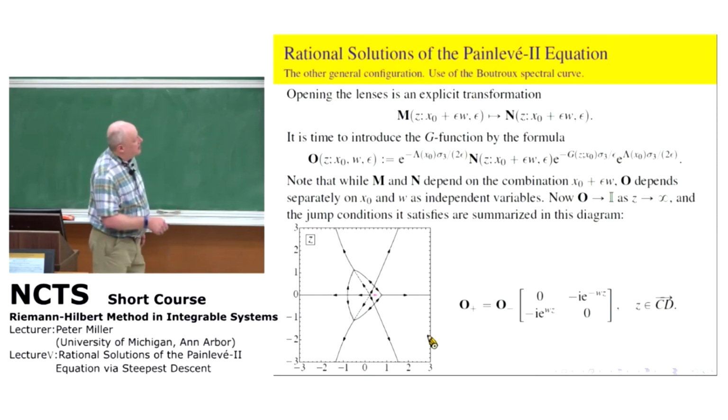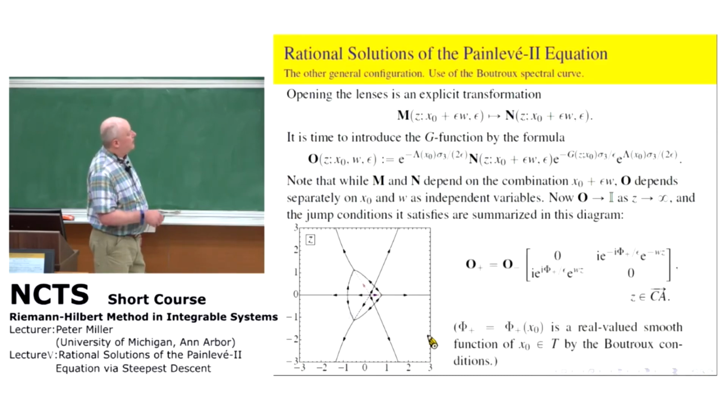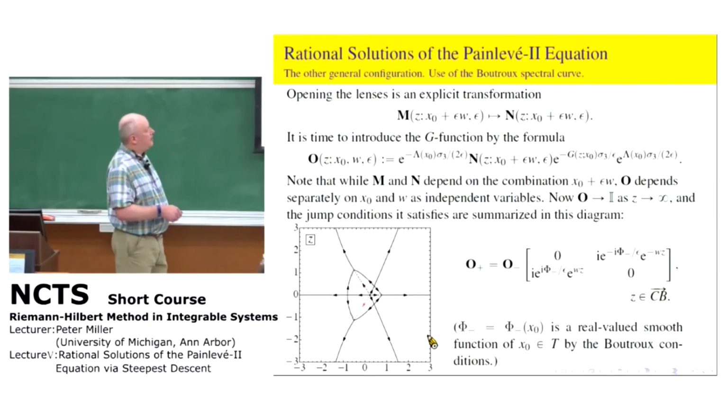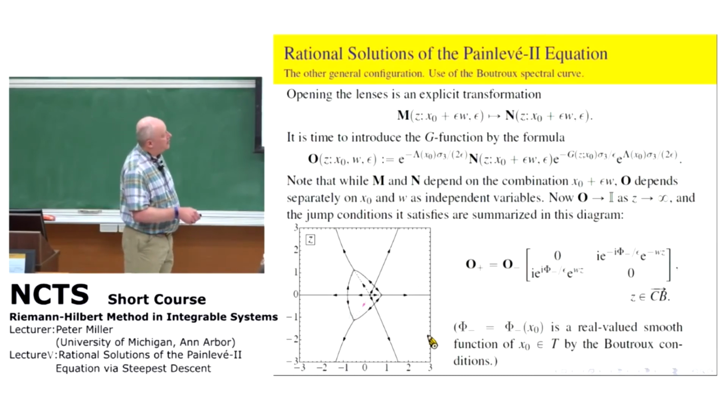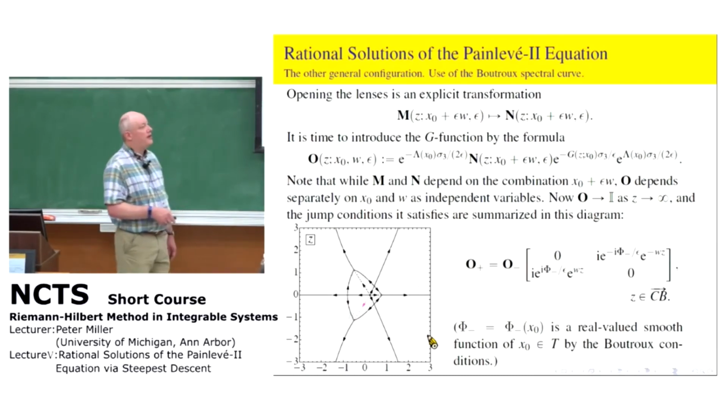On this dashed line, I have exactly this jump condition that depends on z and w by this combination here. This one, I've got an additional constant showing up, which is a real constant, this phi plus. And that is basically the value of one of those Boutroux integrals, okay? So phi plus is one of those things. It's a smooth but not analytic function of x naught in the triangle. And down here, it's a similar story involving a phi minus, okay? So three different jumps that have simple dependence on z through these exponentials plus or minus wz.